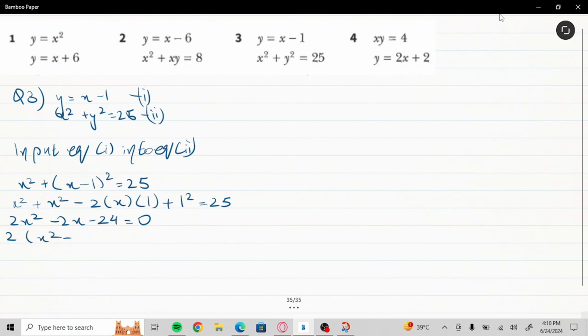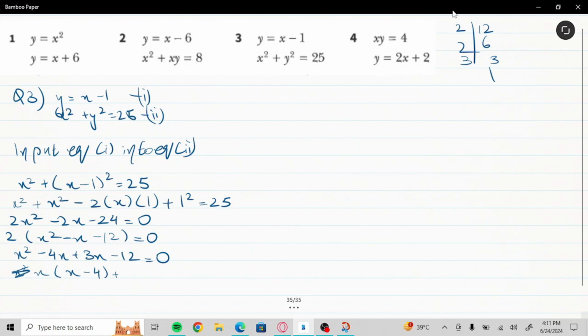Take a common factor of 2: x squared minus x minus 12 is equal to 0. The 2 is going to be divided into 0, which would still mean 0. Now take the LCM for 12: 2 6s are 12, 2 3s are 6, and 3 1s are 3. Take a negative 1 out of these. So x squared minus 4x plus 3x minus 12 is equal to 0. We are going to factorize it. So x minus 4 plus 3, taking common x minus 4, is equal to 0. And x plus 3, x minus 4 is equal to 0. Similarly, x plus 3 is equal to 0. So that means x is equal to negative 3 or x is equal to positive 4.